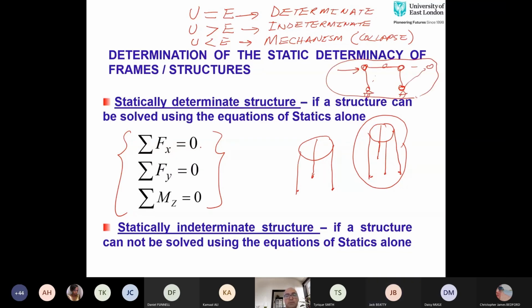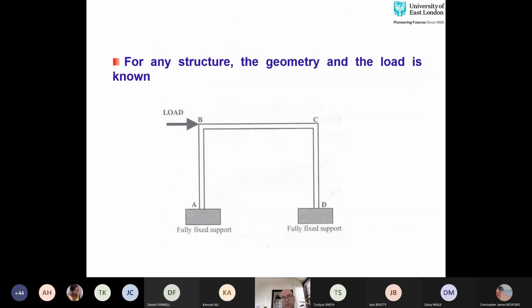What are these equilibrium equations? There are 3 equilibrium equations for any structure in this world to be in equilibrium. One is summation of horizontal forces equal to 0, summation of vertical forces equal to 0, and summation of moments equal to 0. Now, this is one example of a frame where you can see that the bottom support is fixed, a horizontal load is applied at point B, and joints B and C are fixed joints or built-in joints.